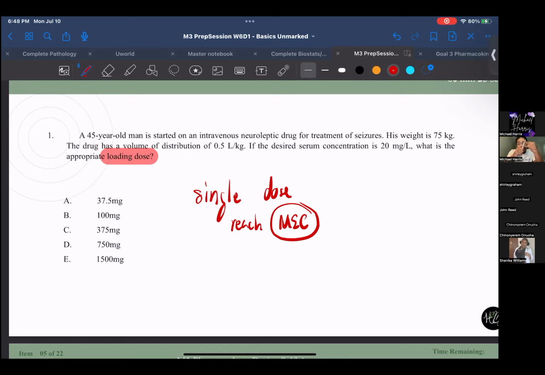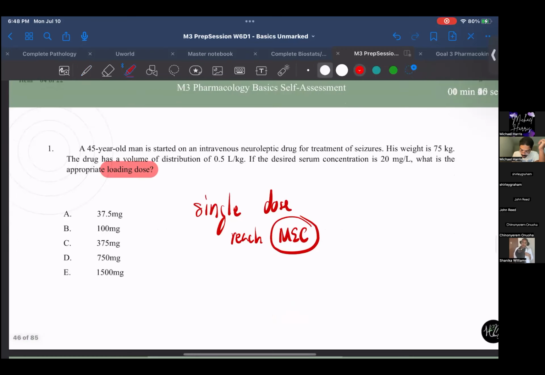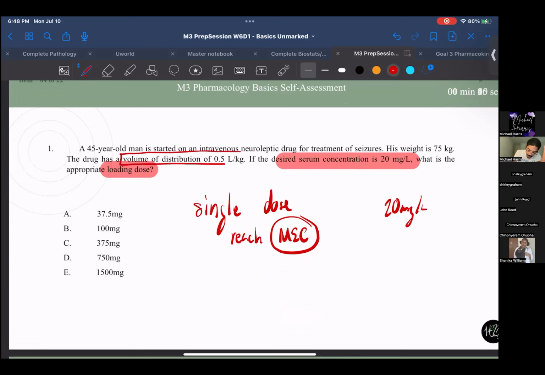Because you take these two, you multiply them together based on if there's bioavailability, and that's your loading dose. So for instance here, your desired serum concentration is 20. So that's your target, 20 milligrams per liter. And here's his volume of distribution.